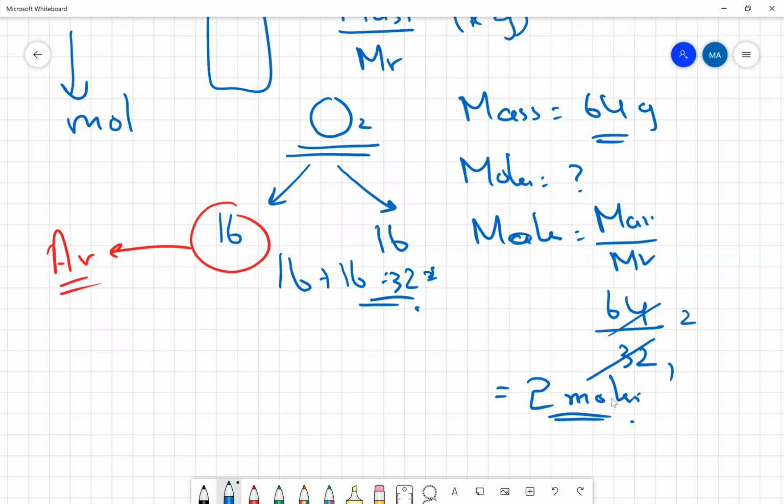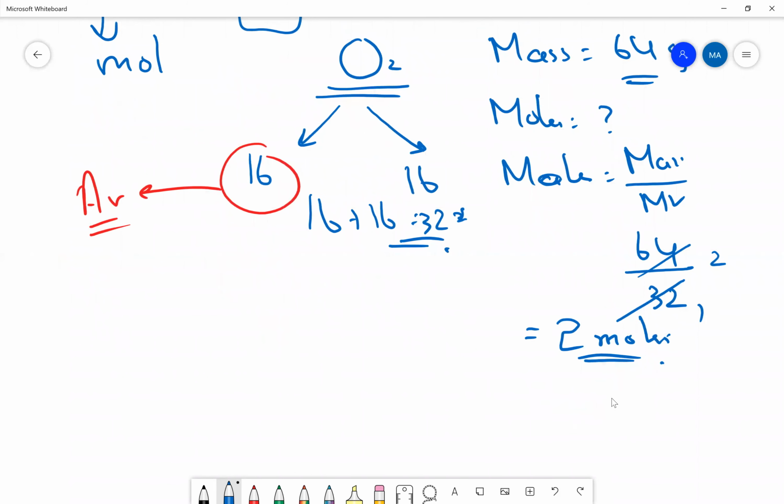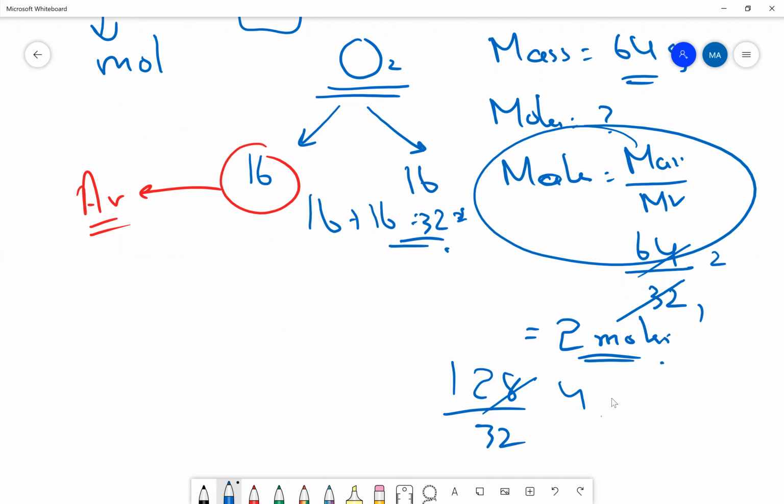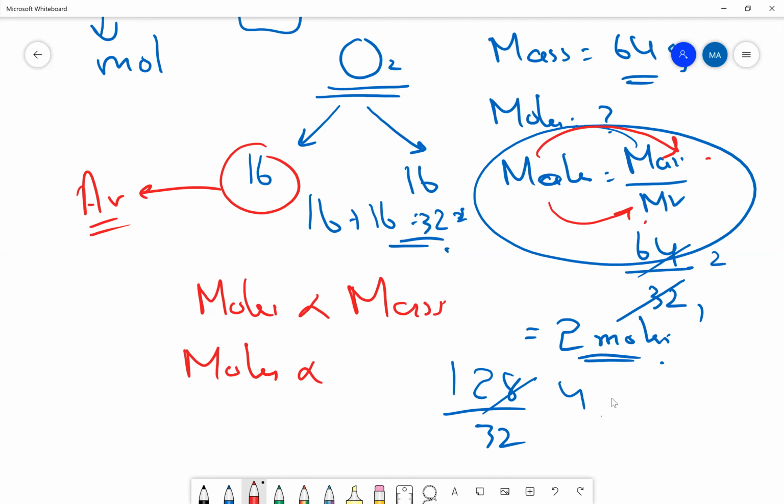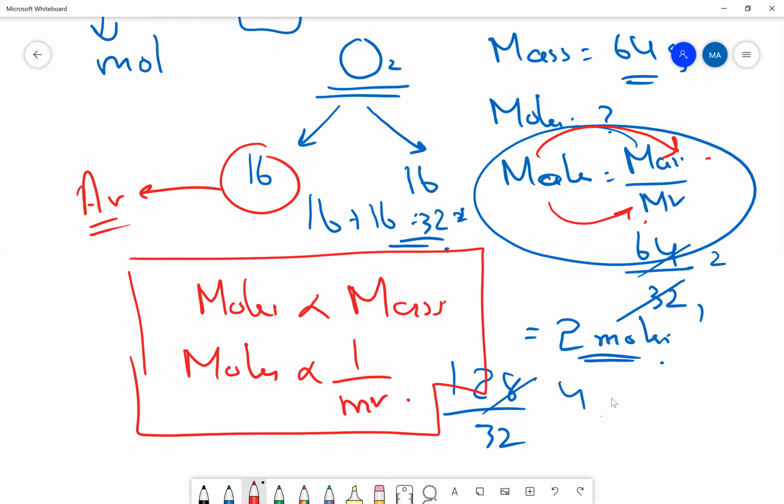So you should know that this value of moles will vary depending upon the mass, and Mr would always be the same, but the mass can change at times. अगर यहाँ 128 होता, 32 होता तो ये double हो जाता. Okay, so moles can change according to the masses, because if you look at this equation here and if you relate this equation, moles is directly proportional to mass and it's inversely proportional to Mr. I hope you know how to write these direct inverse relations. Yeah, you have done this in maths.